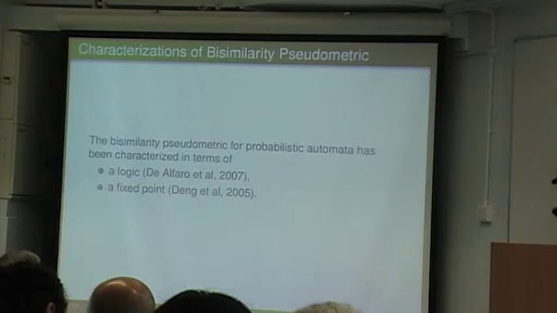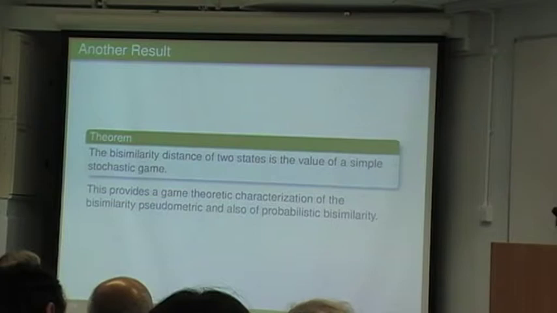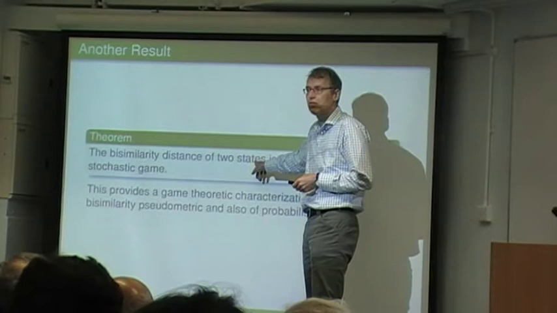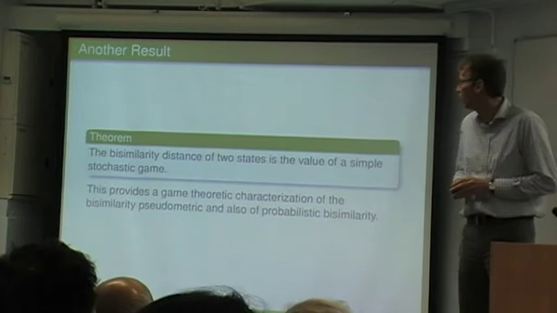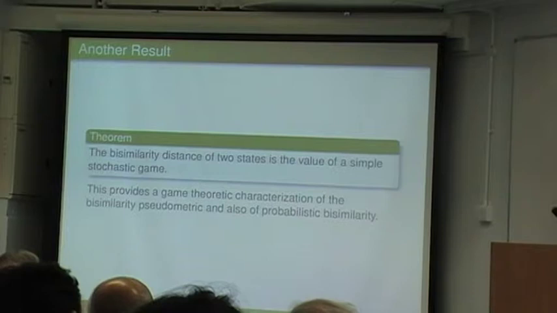So what we've shown is that if we look at the distance of two states of a probabilistic automaton, then you can actually capture this as the value of a simple stochastic game. So this more or less gives you a game theoretic characterization of both ordinary probabilistic bisimilarity and also of this pseudometric as well.